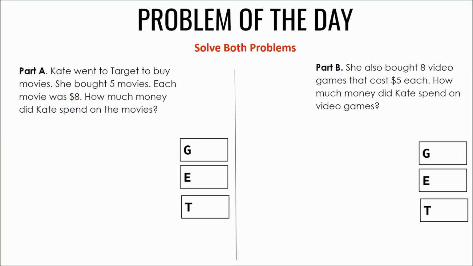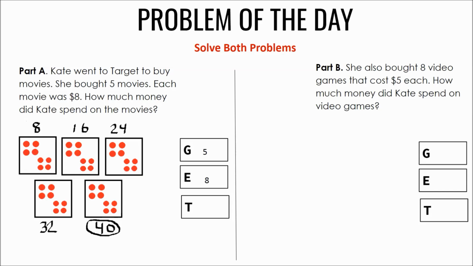Well, if I go back and read the problem one more time, and then take my important information, my important numbers, and put it in the GET, I know that 5 movies are the groups, and each movie was $8. I'm trying to find how much money did Kitty spend on the movies altogether.